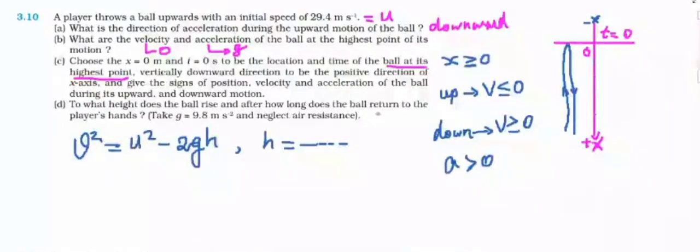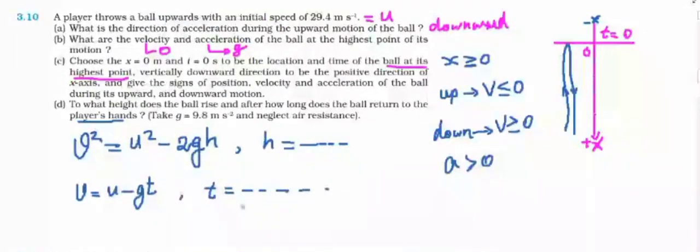Then time, use the formula v is equal to u minus gt. So again v is 0, you can calculate the time, but that time will be the time taken for the ball to reach the highest point. The question is that to return to the player's hand. So whatever t you got in this equation, so find the value of t. Then the time taken to return back to the player's hand will be 2t, because whatever time taken for the ball to reach the maximum height, it takes the same time to return back. So total time you have to calculate.